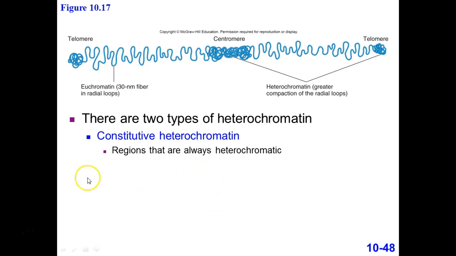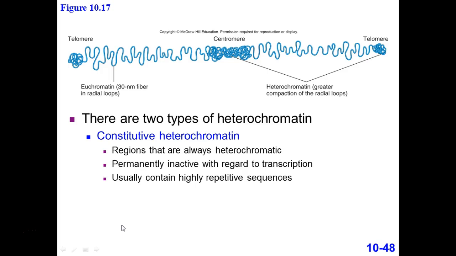So constitutive heterochromatin, meaning it's always condensed, right? It's always highly condensed regions. Permanently inactive, we don't use it. And again, as I said, it usually contains a lot of those repetitive sequences, so we just keep adding on repeats.